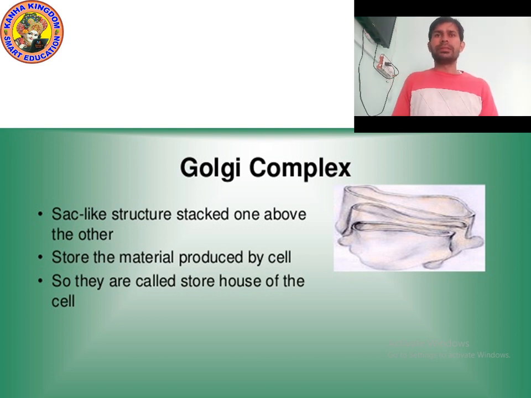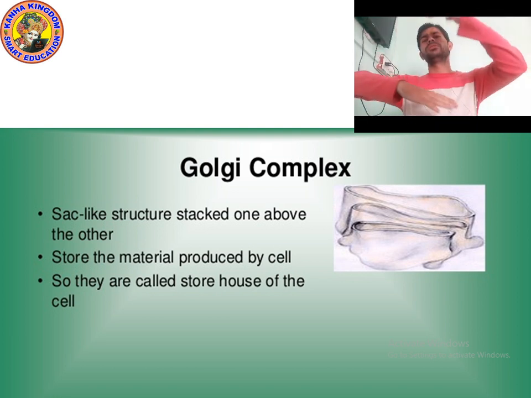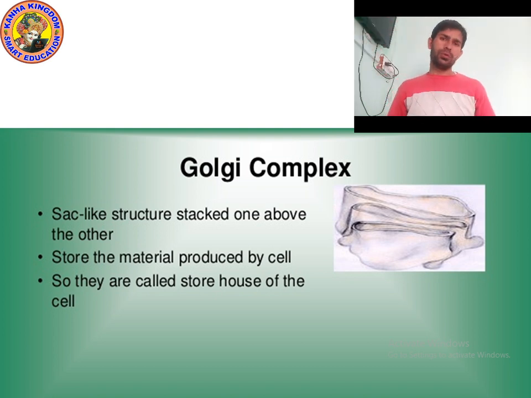So its structure is sack-like, stacked one above the other. They are placed one on each other, just like coins. And this Golgi body is also known as the storehouse of the cell.